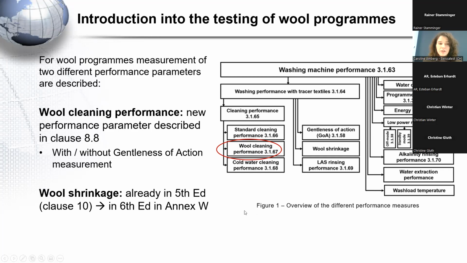Whereas for wool shrinkage, this stands a bit alone and is in this Annex W. So this cannot be combined, for example, with gentleness of action or with the wool cleaning performance. And I will explain why it cannot be combined. So this is important.